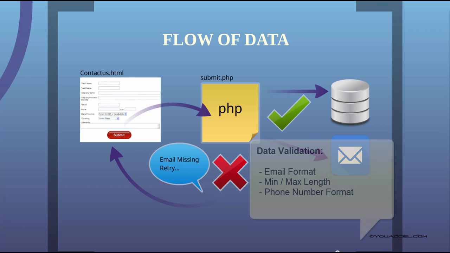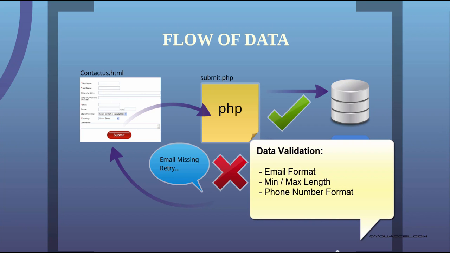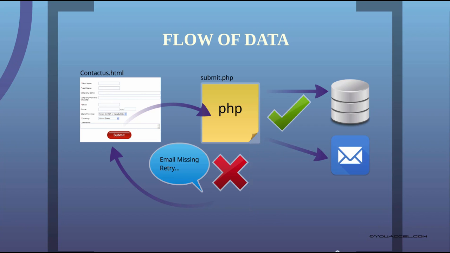Examples of data validation types include checking email address formats, checking the length of data typed into a field, for example, a minimum amount of characters or a maximum amount of characters must be met in order for form submission. Or perhaps checking the format of a phone number. This is not an exhaustive list, and there are many different ways data can be validated.